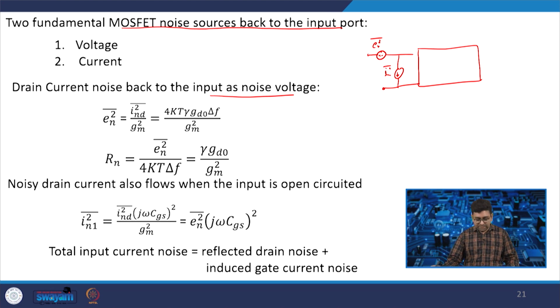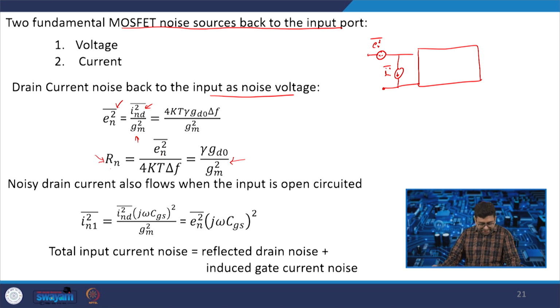In the previous example, when we calculated the noise figure and minimum noise figure, at that time also we considered the input referred noise current and noise voltage. So, En square can be written as Ind square by gm square, because we are considering it at the input side, and then you can write 4 kT gamma Gd0 delta f by gm square. So, Rn, the capital Rn that is defined in the noise figure equation, can be given by En square by 4 kT delta f. This is voltage by current, and we get gamma Gd0 by gm square. So, this is a resistance Rn.